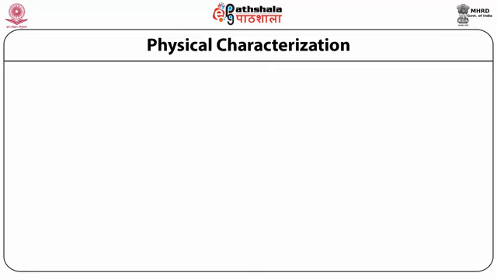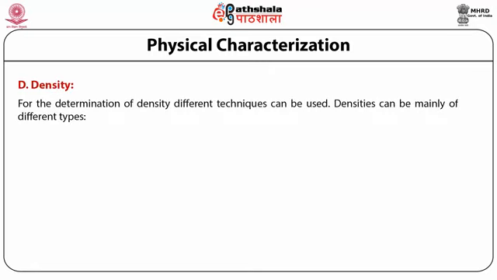Physical characterization. Next parameter is density. For the determination of density, different techniques can be used. Densities can be of different types, for example true density and granule density. Now, true density.